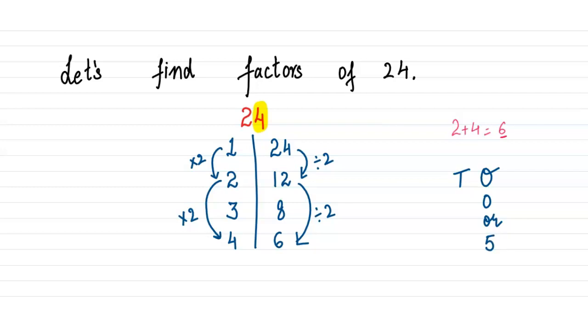So what are the factors of the number 24? They are 1, 2, 3, 4, 6, 8, 12 and 24 itself.